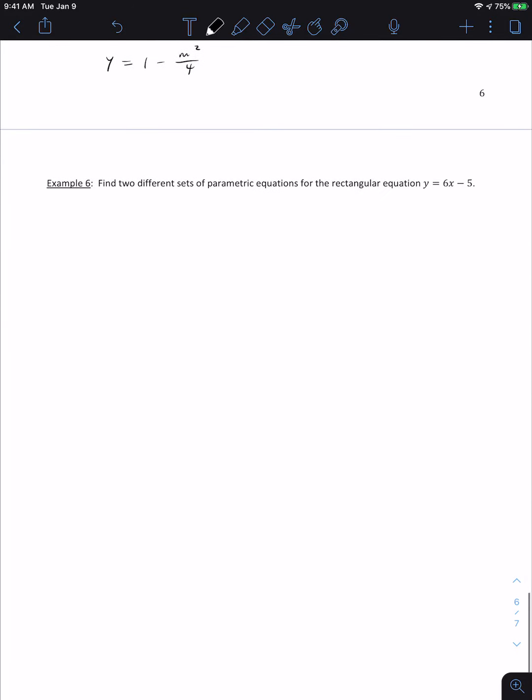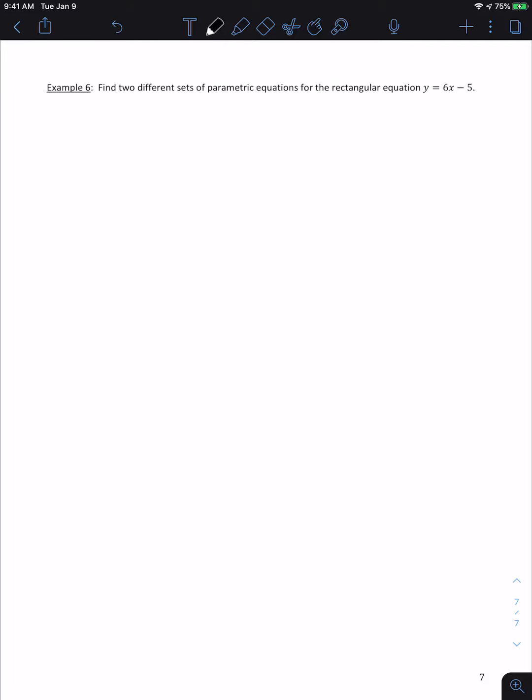Okay, so now let's do one more example. Find two different sets of parametric equations for the rectangular equation y equals 6x minus 5. So always the easiest one is just to say, let's let x equal t, right? That's always a really easy way to do this. And then what does that mean for y? y equals 6x minus 5. Well, what is x? x is t, so 6t minus 5. So I get the set of parametric equations x equals t and y equals 6t minus 5. That's always an easy one to do.